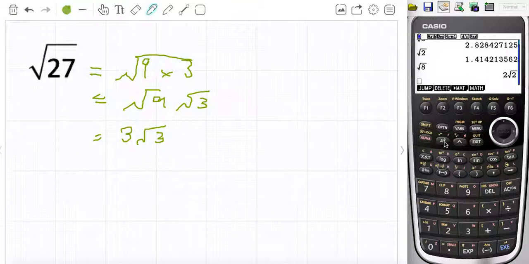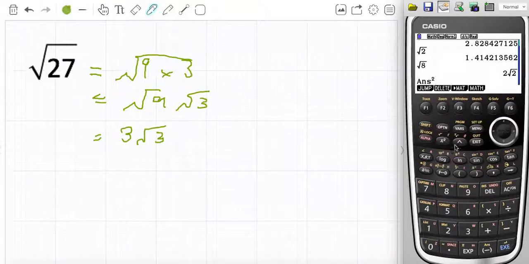3 root 3. And we can just double check that on the calculator here, though these will always be done without calculators. The square root of 27 is 3 root 3.